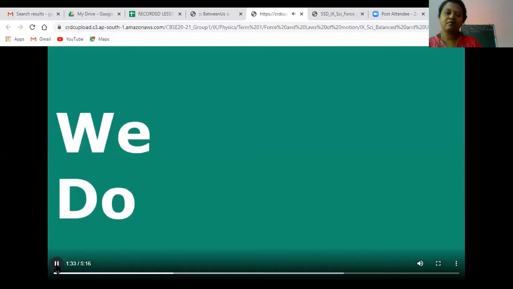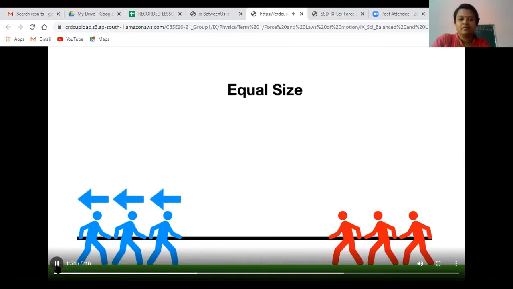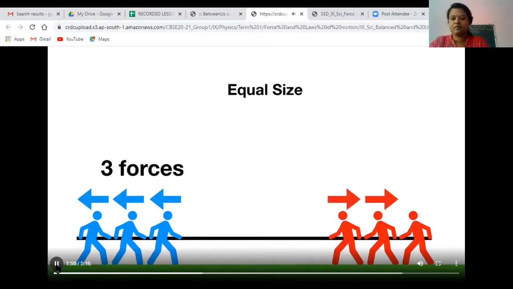Let's look at some of these together. Let's look at this tug of war contest, and we'll pretend that every person is the exact same strength. Based on this, how could you describe the forces of the blue team compared to the red team? You could say the forces are equal in size because the blue team has 1, 2, 3 people or 3 forces pulling, and the red team also has 1, 2, 3 people or 3 forces pulling.